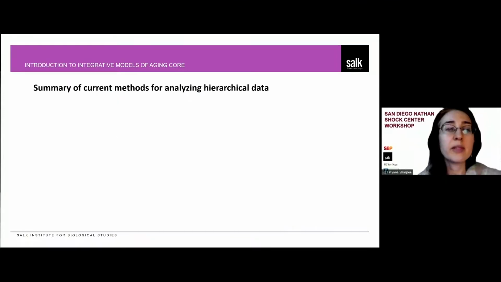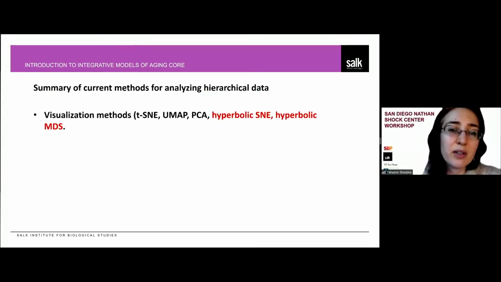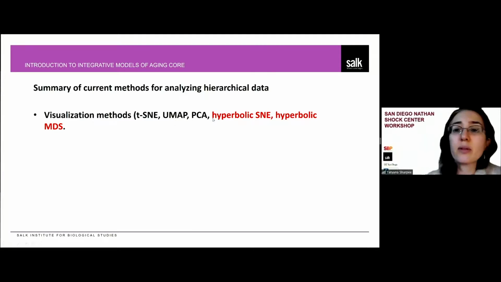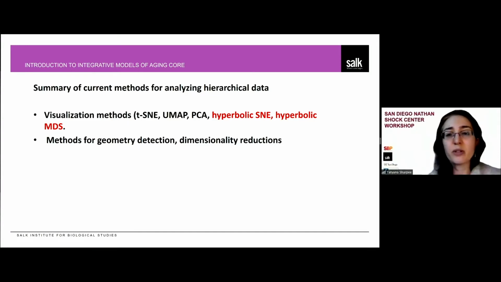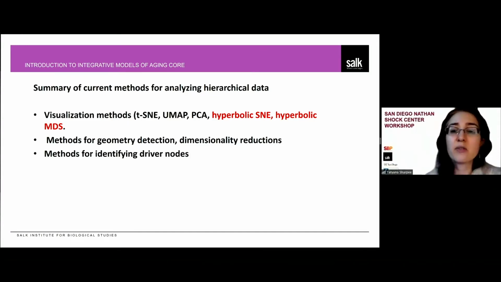So in summary, what are the methods that are currently available in addition to the ones that Max mentioned? We can use standard methods, t-SNE, UMAP, PCA, but also with different types of metrics such as hyperbolic t-SNE, hyperbolic MDS, and other methods. And other methods for geometry detection and dimensionality reduction, and methods for identifying driver nodes.